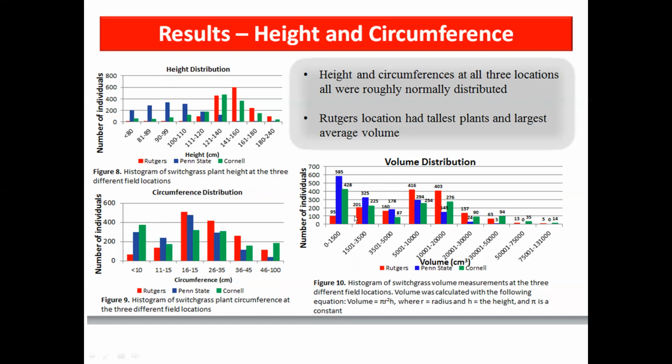When you compare the volume distribution to the height distribution, one thing that should stand out is that they seem to be much more correlated than the volume and the circumference. This points to a possible correlation between height and volume, as both the Rutgers and Cornell sites had taller plants and also higher volumes, whereas in the circumference measurements, all 3 field locations were roughly the same. So there might be a possible correlation between volume of biomass and the height of the plant.